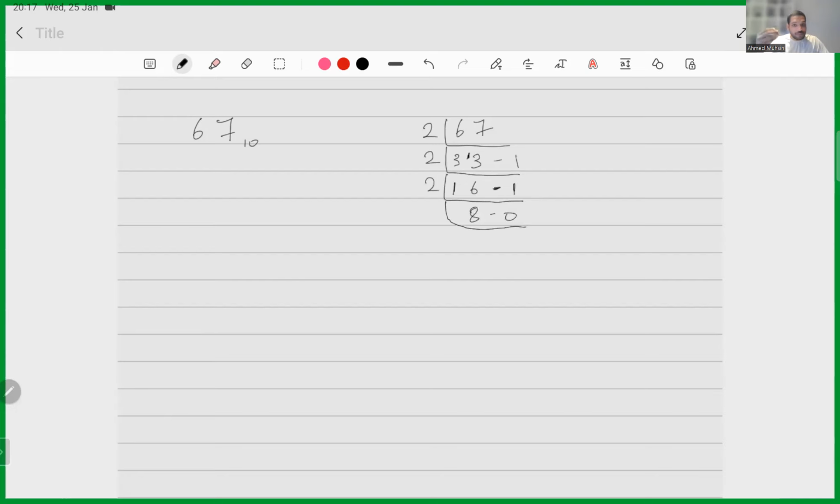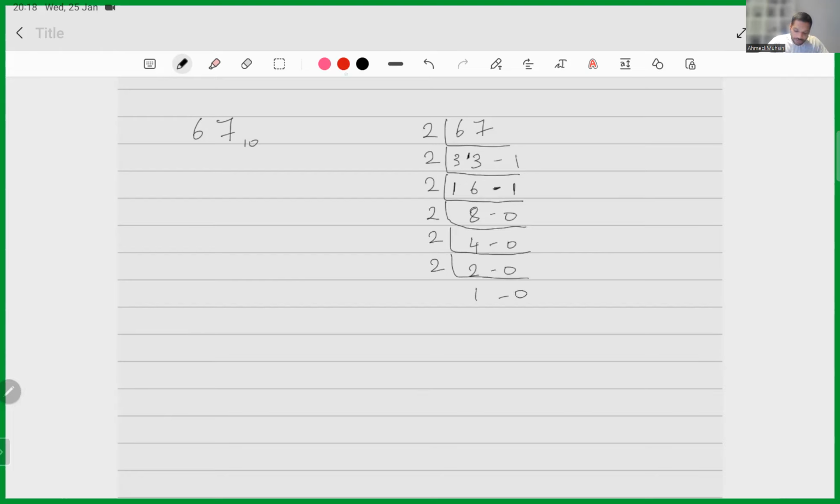Until we get 1, we have to keep going on. In 8, how many 2's do we have? We have 4. There is no remainder, so we put 0. Let's keep going. In 4, how many 2's do we have? We have 2. There is no remainder. Let's keep going on. In 2, how many 2's do we have? We have 1 and there is no remainder.